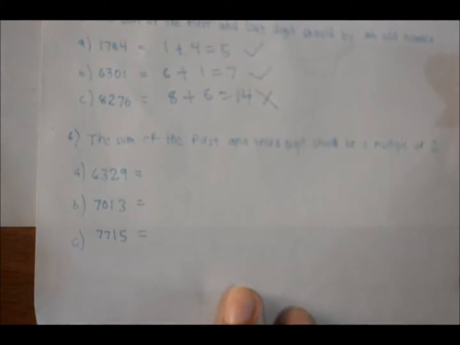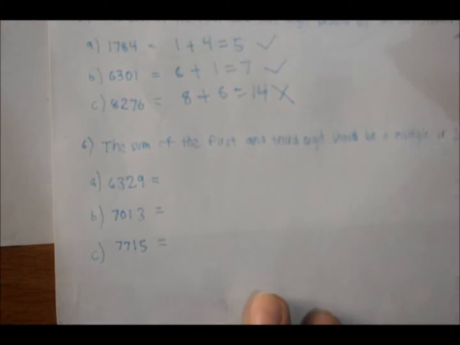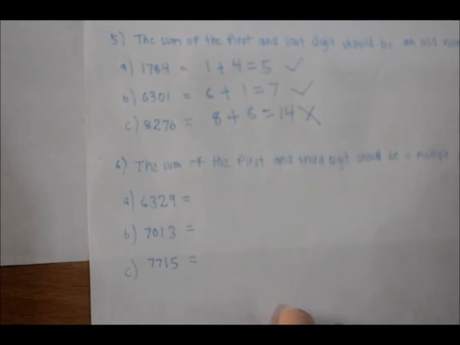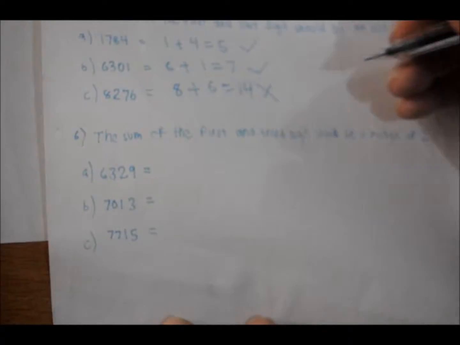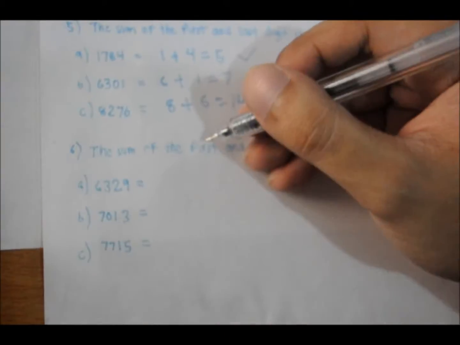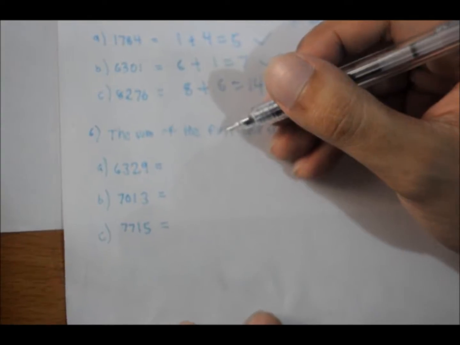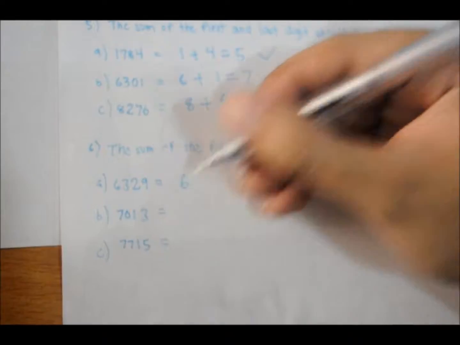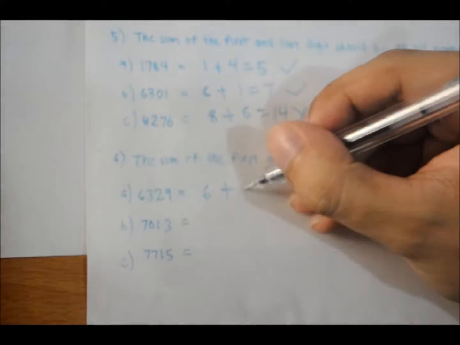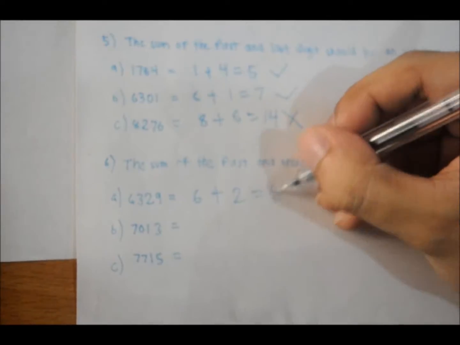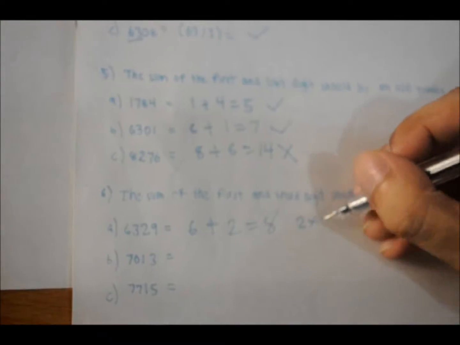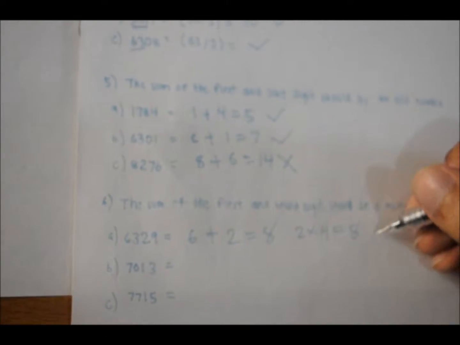The sixth and last problem. The sum of the first and third digit should be a multiple of 2. So the first sample would be 6329. The first digit should be 3 plus 2. That results into 8. And 8 is a multiple of 2. 2 times 4 equal to 8. So check.